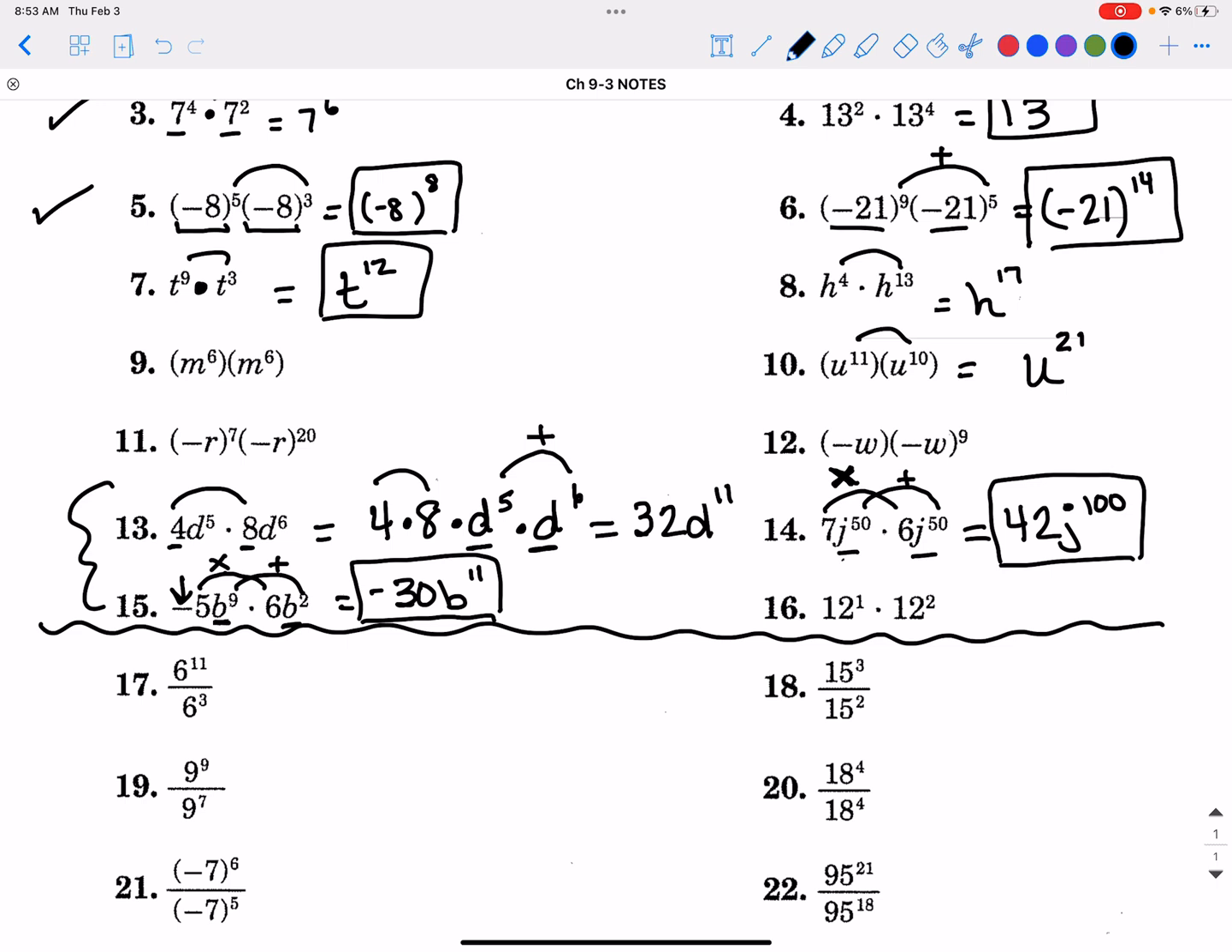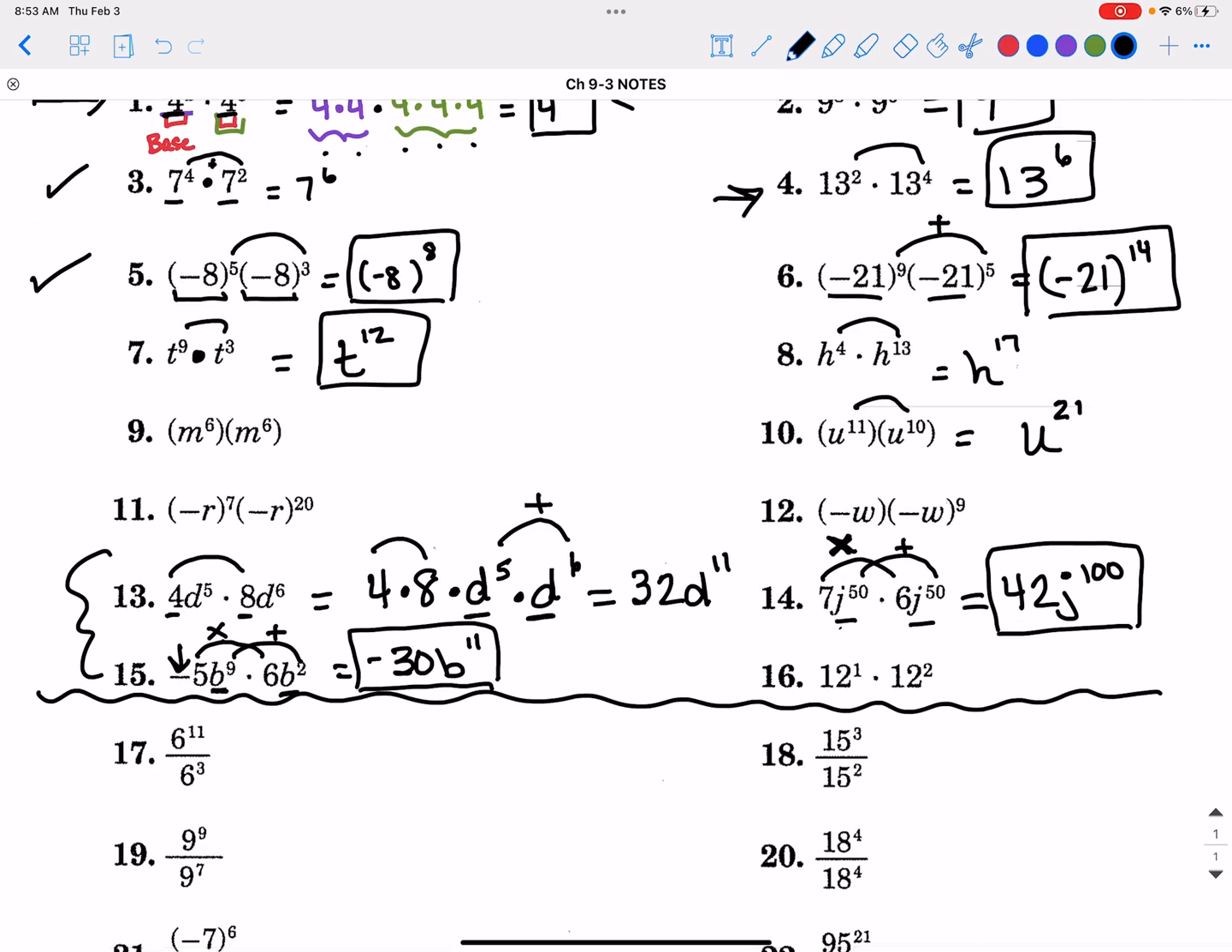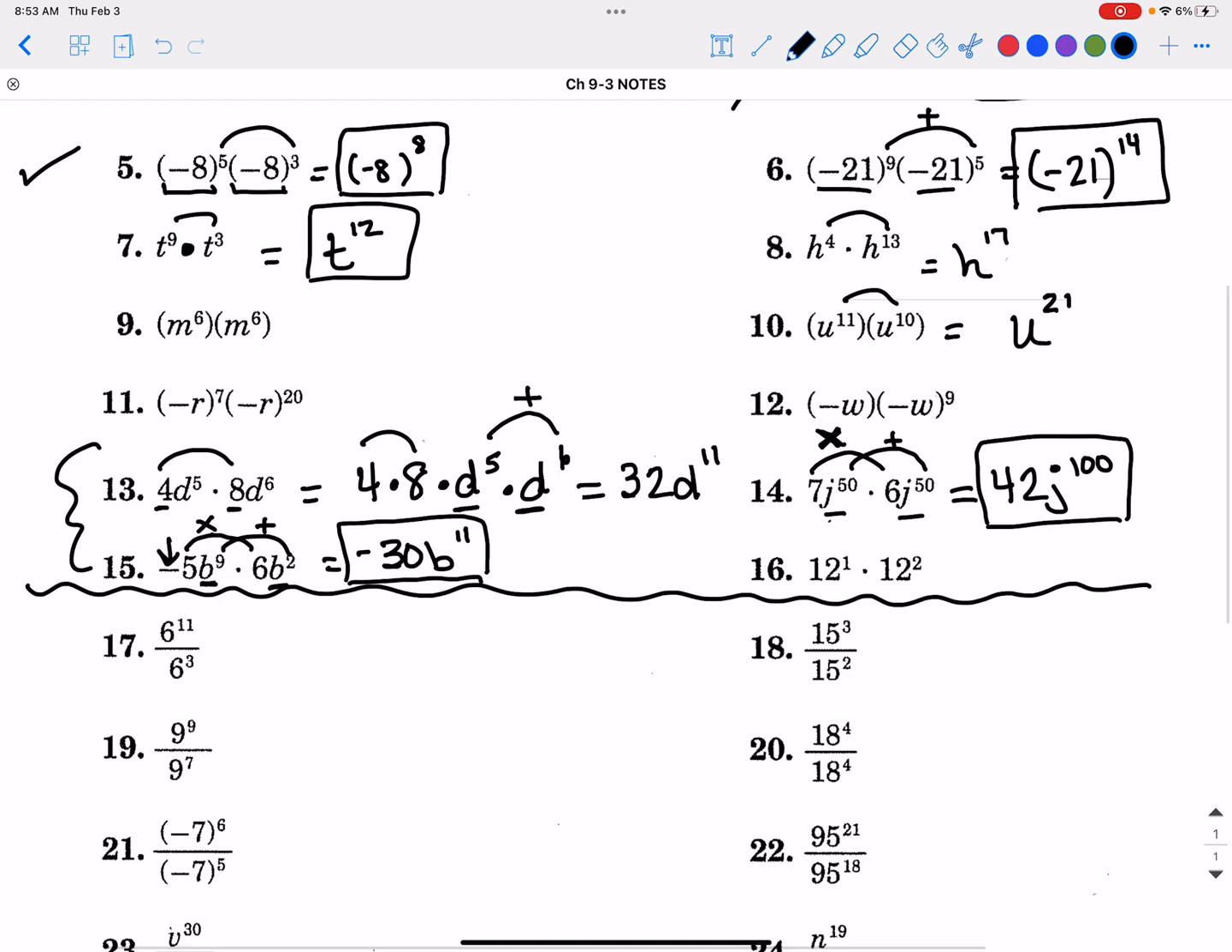12 times 12, okay? Now again, these are numbers, but they're matching bases. So this is just like up here, right? They kind of threw it in after some of the more trickier ones. So they want to see if you can go back to matching base, keep your base, add your exponents. 1 plus 2 is 3, okay?